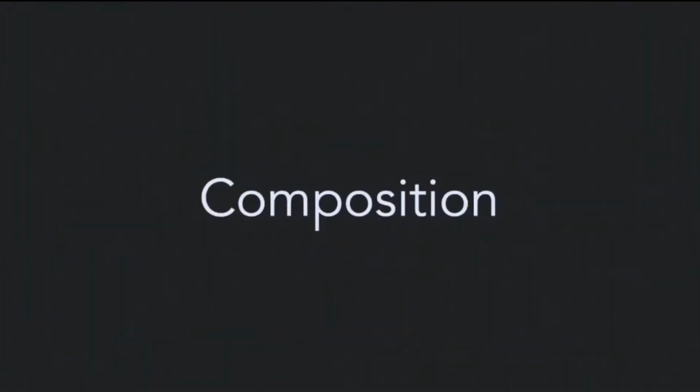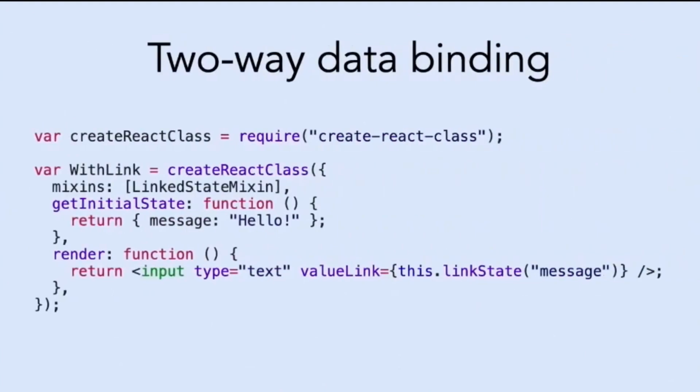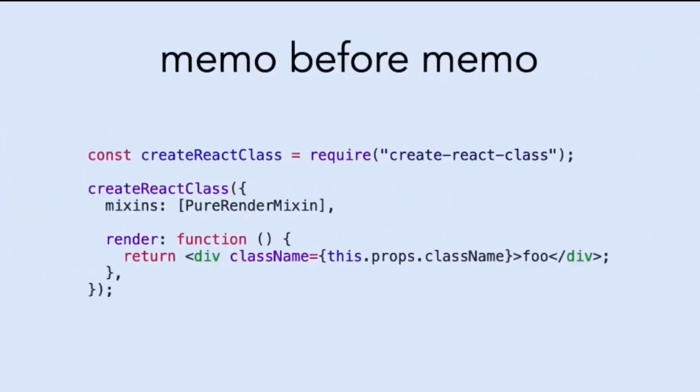So we're gonna jump around between different topics at this point. Composition. So the ones that have been around for really long know about this. We had mix-ins in the past. This was somewhat terrible. That was actually terrible. We had two-way data binding. You know, we're coming from the Angular times, and you couldn't have a framework that didn't have two-way data binding. So of course React had it as well. And we had Memo before Memo, PureRenderMixin, fantastic.